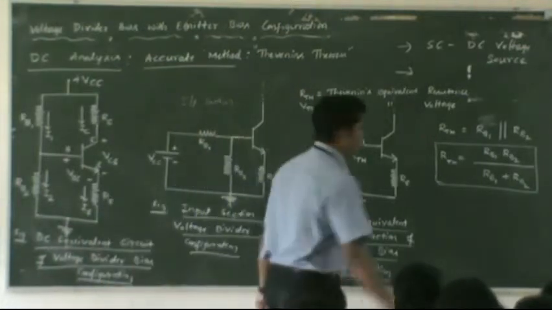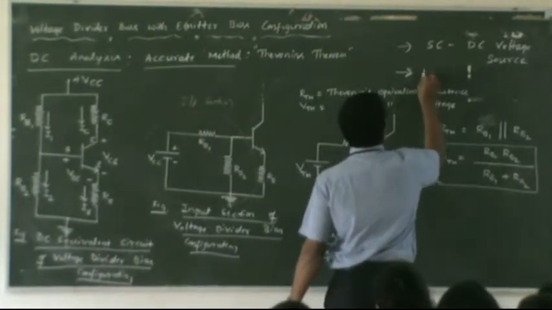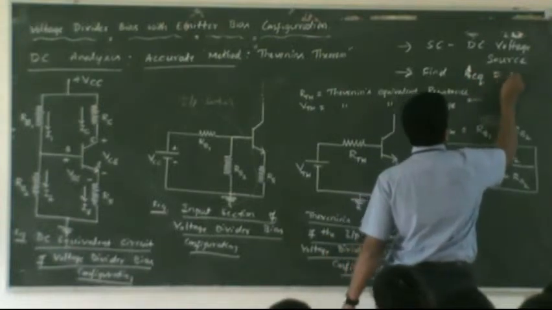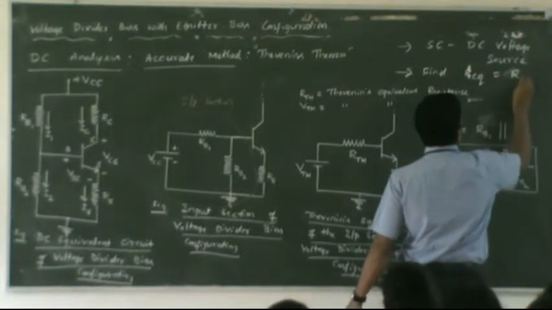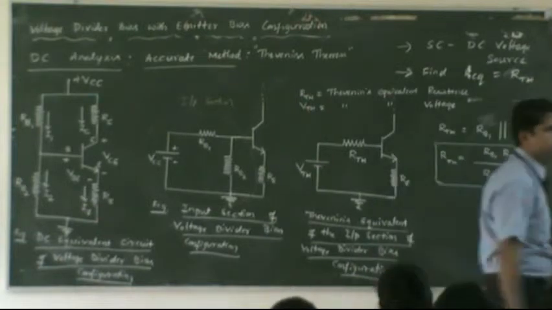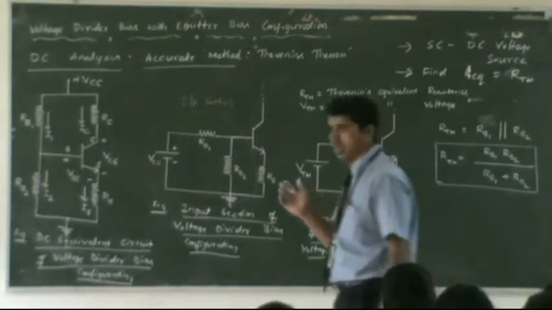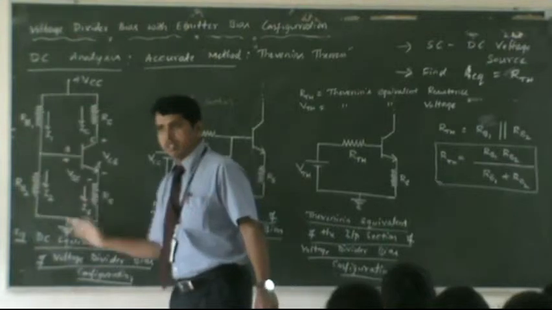Find the equivalent resistance of the circuit. That equivalent resistance becomes equal to RThevenin. You understand the procedure to calculate RThevenin? When you are calculating Thevenin's resistance, there should not be any voltage sources. Anyway, we have applied this for the DC equivalent circuit.